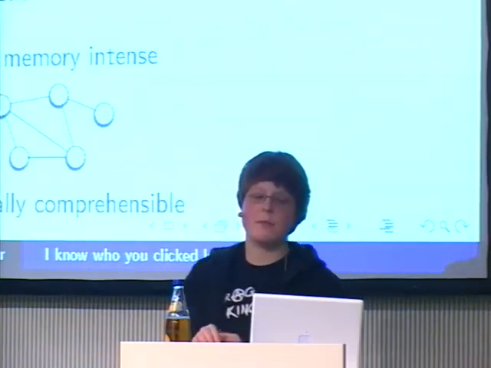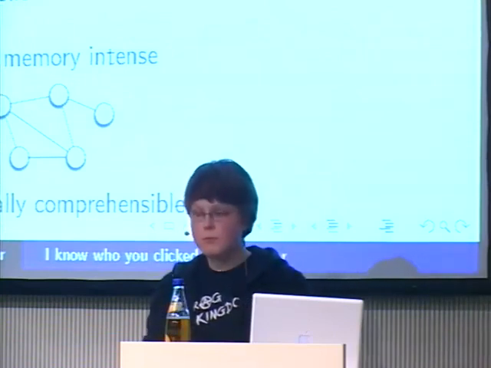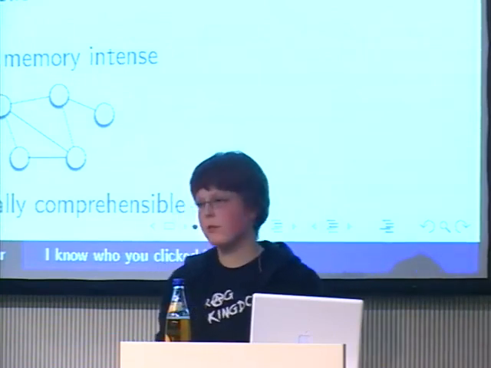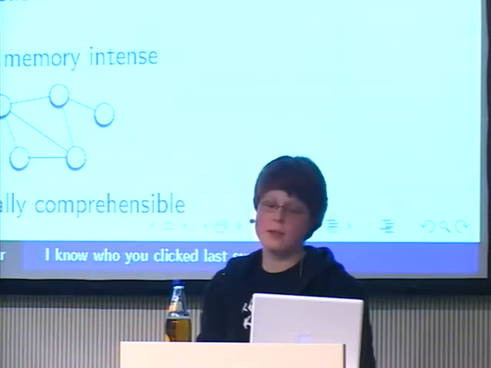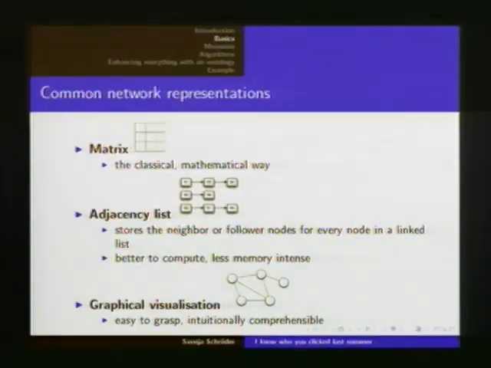There are some common network representations, as you maybe know from graph theory. It's of course the matrix. It's the classical mathematical way, but most of the time, if you have to compute a large matrix, you get very many memory problems. Because if you have 400 actors, it's 400 by 400. It's a lot to compute.